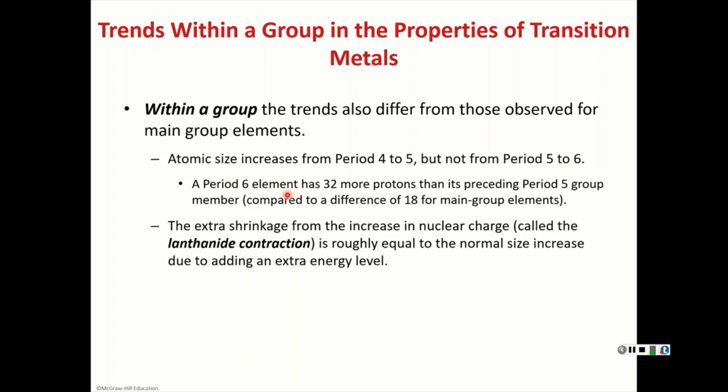Why is that? The reasoning is shown here: a period 6 element has 32 more protons than the period 5 element. So you have much more positive charge added. Compare that to a difference of 18 for main group elements. So you have a larger increase in positive charge, which pulls the electrons in closer. And that extra shrinkage is called the lanthanide contraction.